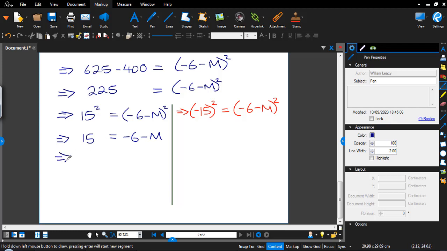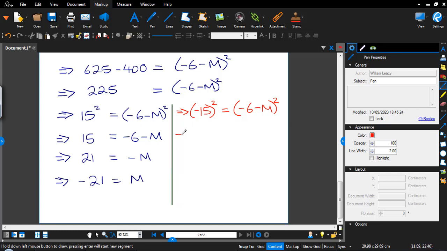That implies, this is going to be a little bit tricky to clean up. Should we bring that over? That implies 21 equals minus m. Well, that implies m is equal to -21. So we can multiply both sides by -1 or divide by -1, whatever.